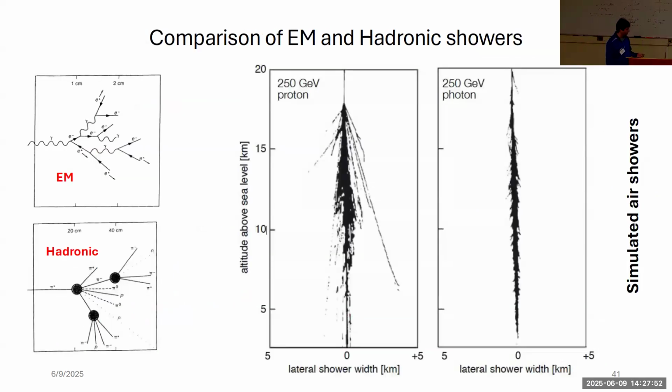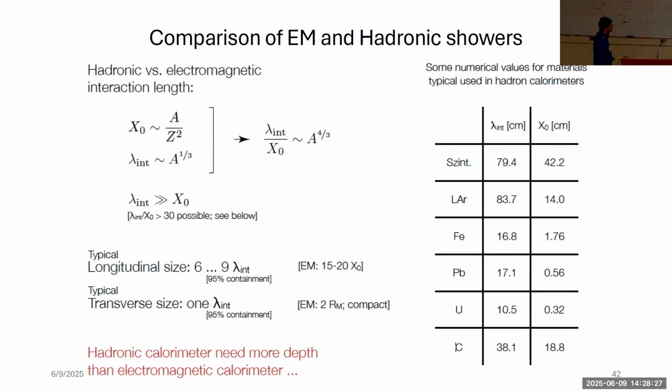So you can see, this was a simulation, I think. This is showing a 250 GeV proton compared to a 250 GeV photon in air, how the shower will look. So you can see that in the case of the hadronic showers, they tend to be more spread out. They tend to sometimes have an electromagnetic core with energy, but then energy also spread out at large transverse distances and over a larger longitudinal distance than for the EM case. Okay, so just a comparison of EM and hadronic showers.